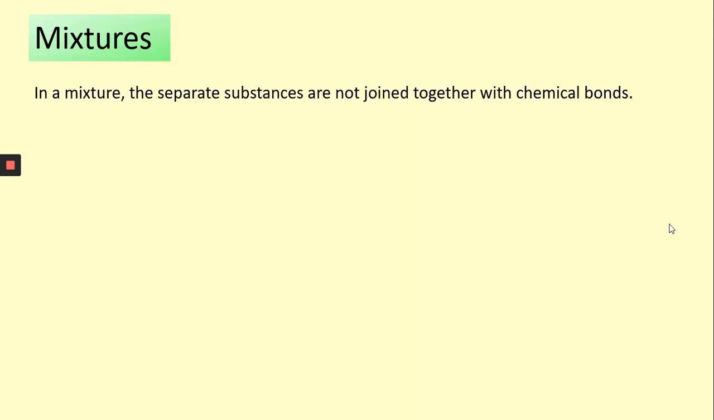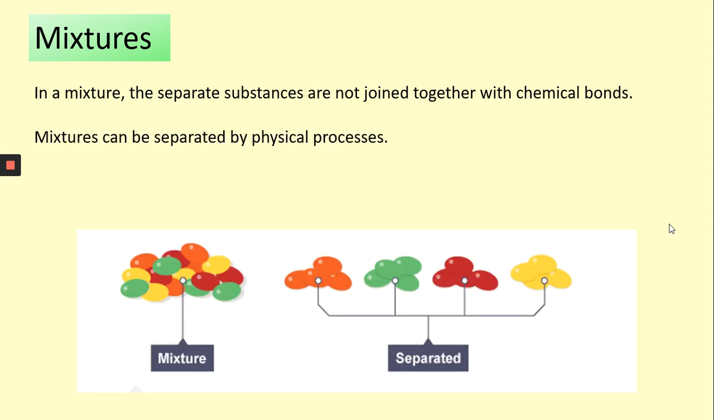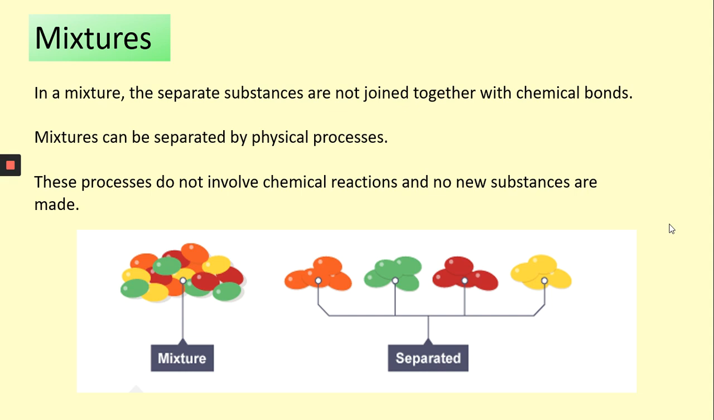So in a mixture, you've got separate substances and they're not joined together with chemical bonds. So, for example, you have got some jelly beans and you just want the red ones out. You can easily separate the different parts of the mixture using physical processes. Because they are physical processes and they are not joined by chemical bonds, there's no chemical reactions involved and no new substances are made.